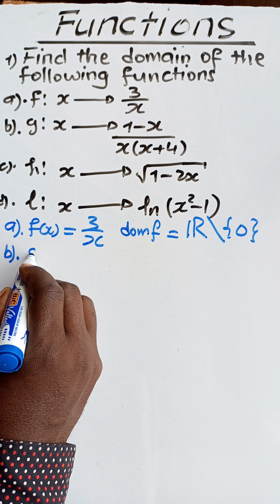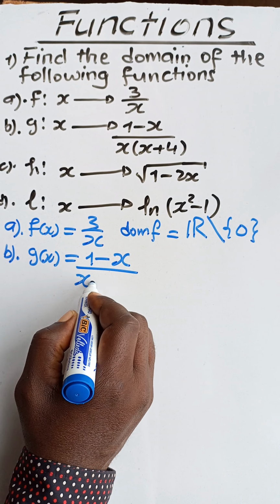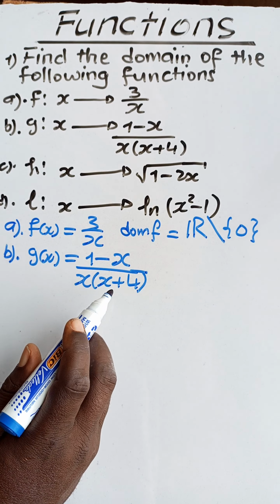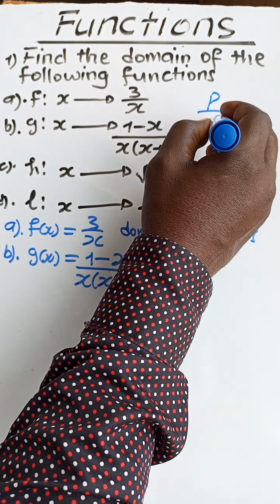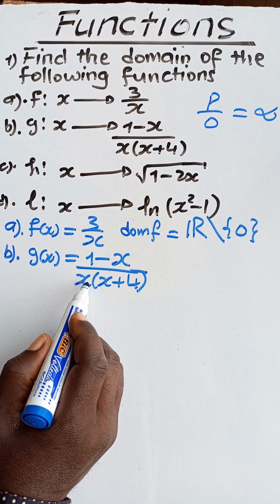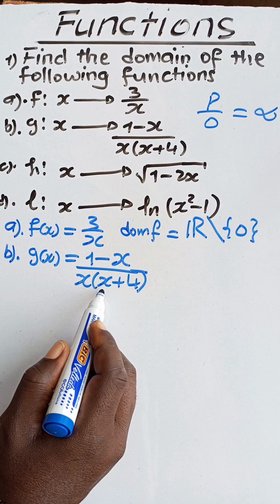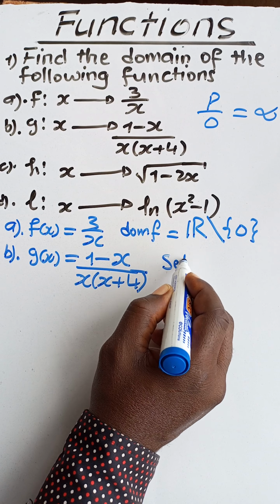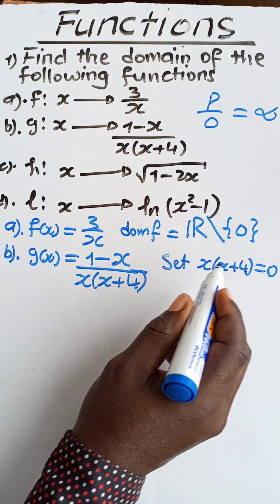The second function, g of x, is equal to 1 minus x all over x into x plus 4. Here again, we have a rational function, and we want to avoid the situation of dividing by 0. Anything divided by 0 is undefined. So we want to make sure that the values of x that we put in this function will not render the denominator 0. So how do we get that? All we need to do is to set the denominator to be equal to 0 and solve.